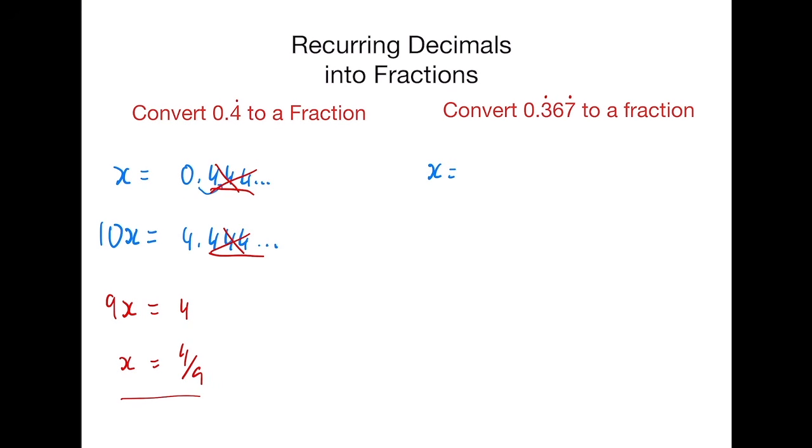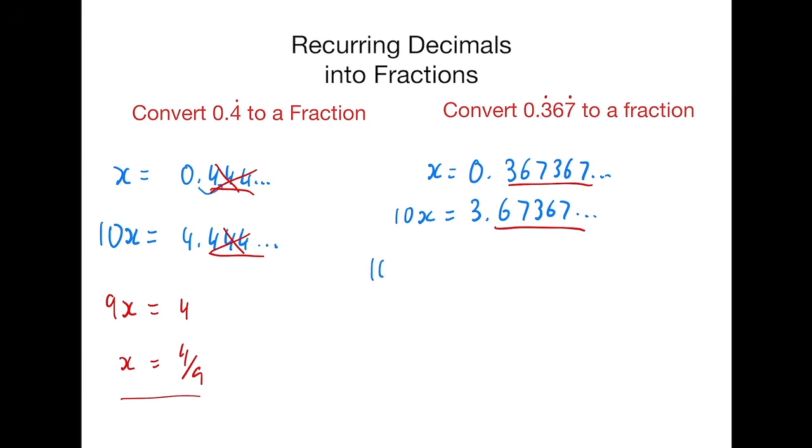We would do exactly the same process. 0.367367 and so on. Multiply by 10, you'll find that we don't get the same decimal places. So just to speed things up, I'm going to multiply this one by 1,000, which will move it 2 more places up from the 10.